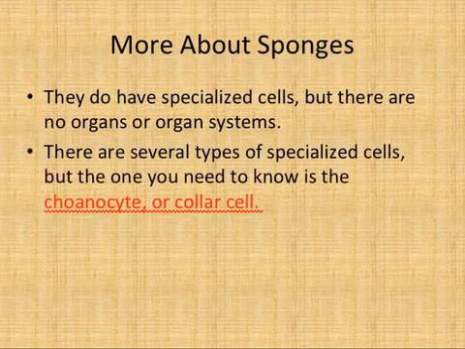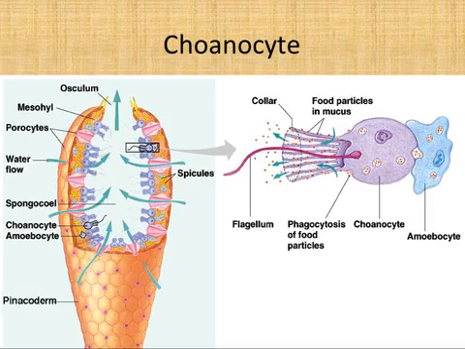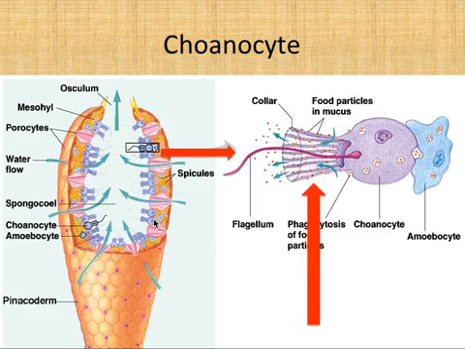There are several types of specialized cells, but the one you need to know about is the choanocyte or the collar cell. So this is a picture of a choanocyte. The choanocytes are placed in the inner wall of the sponge, and they have this little collar on them. That's why they're called collar cells. The collar helps trap food. But perhaps the most important function of the choanocyte is this flagellum.